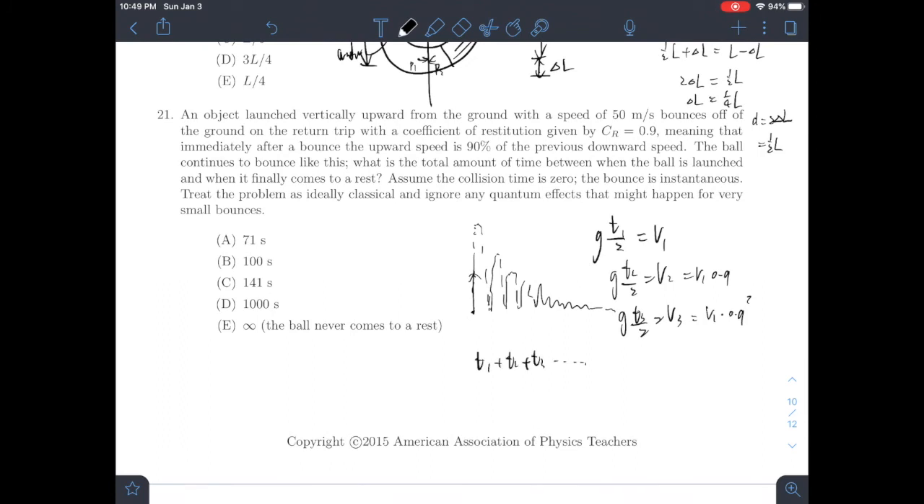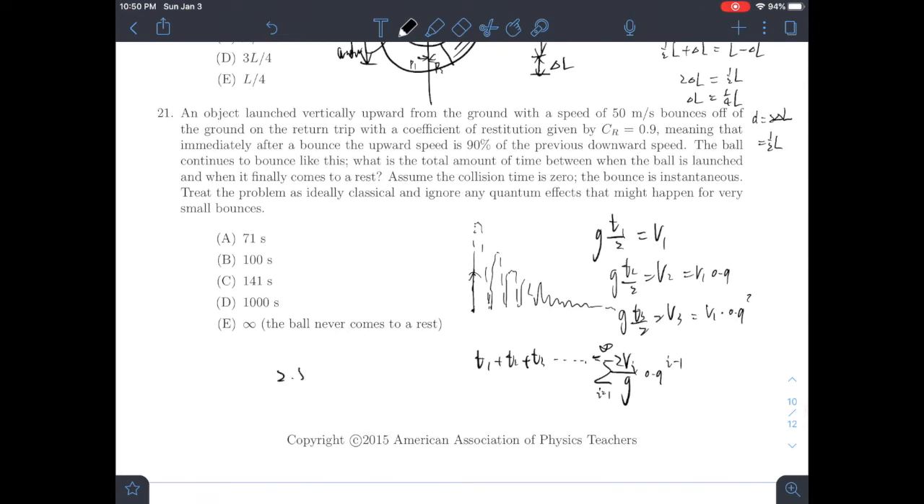Then we can calculate t1 plus t2 plus t3 all the way to infinity, which is equal to 2vi over g. We sum them all up: the sum from 1 to infinity of 2vi divided by g, which is equal to, because we can use the expression to calculate vi, which is v1 times 0.9 to the i minus 1 power. We can calculate that. Then that is not a vi anymore, it's a v1.